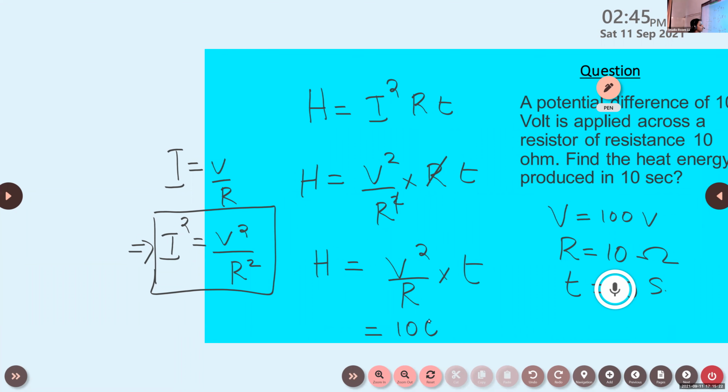Again, what is V? 100. So 100 square divided by R. R is 10 ohm into time T, which is also 10 seconds. So this 10 and 10 cancel. So we get 100 square. What is 100 square? 10,000. What is the unit of heat generated in a circuit? It is 10,000 joule. Joule is the unit of heat energy. So the answer is 10,000. Point goes to boys team.